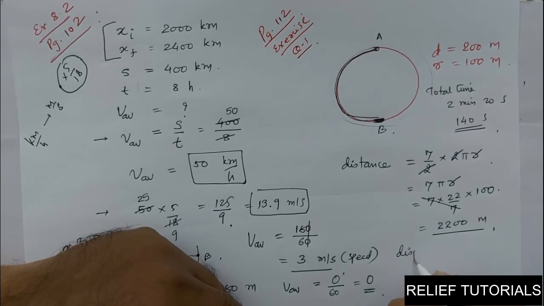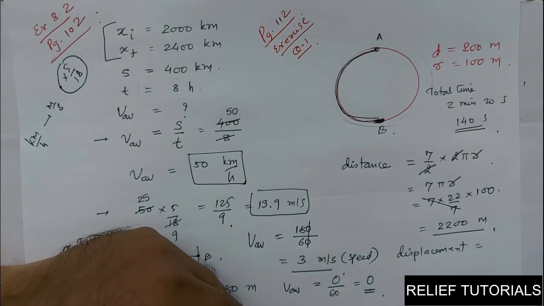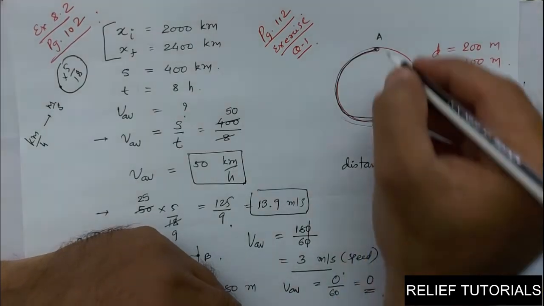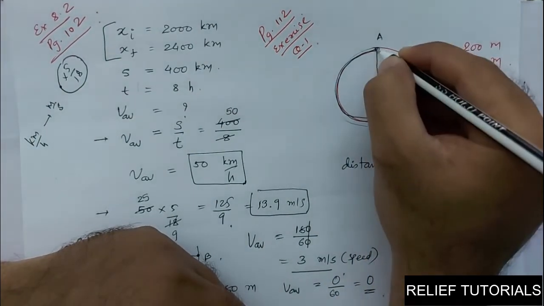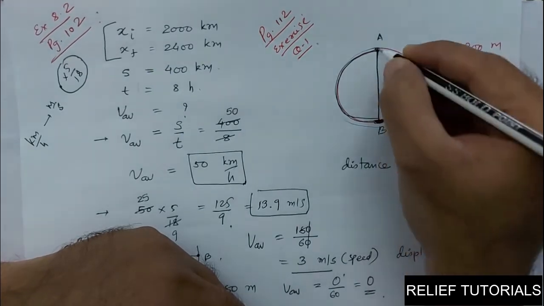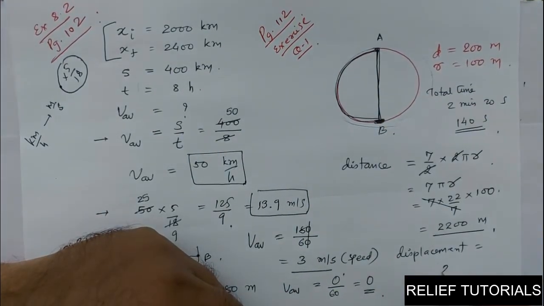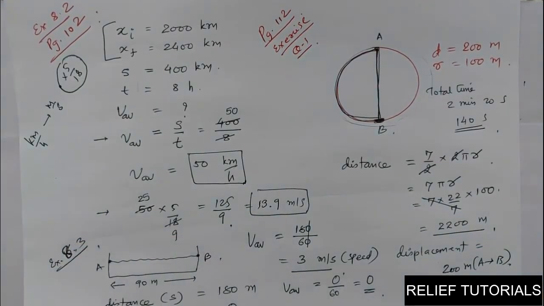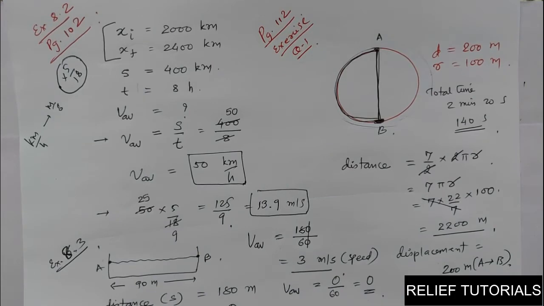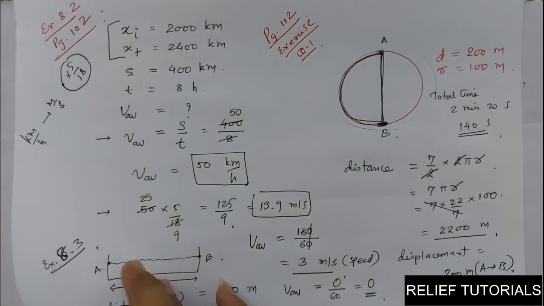And now what will be the displacement? Displacement does not depend on path. It is the straight distance between initial point and the final point. Initial point is A and final point is exactly diametrically opposite. So the displacement is nothing but the length of the diameter, and the length of the diameter is 200 meter from A to B. We have to mention the direction while writing the displacement also. These are examples already we have discussed. Let us move faster without wasting time.